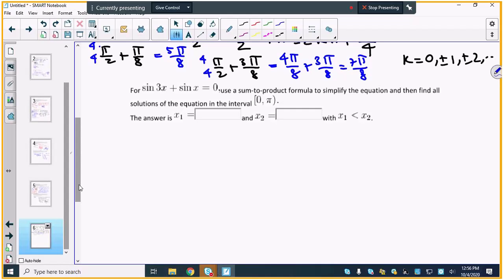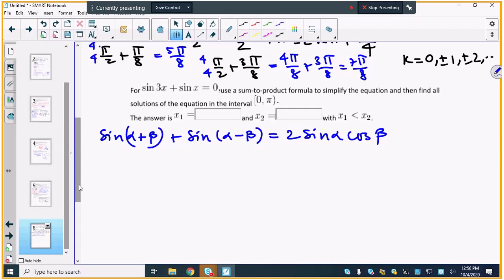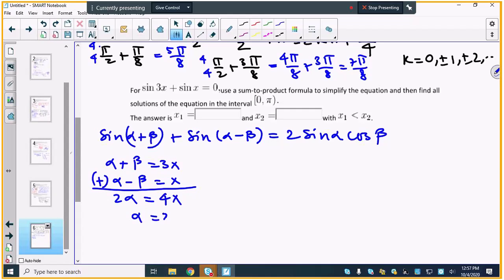Remember, last class we discussed if you add 2 sine terms, it should look like sine alpha plus beta and sine alpha minus beta. So I will say sine of alpha plus beta added with sine of alpha minus beta should be equal to 2 sine alpha cosine beta. That's the sum to product formula. So for us, alpha plus beta must be 3x. And alpha minus beta must be x. Again, I add these 2 equations. I get 2 alpha equal to 4x. So alpha equal to 2x. That means 2x plus beta is equal to 3x, which when you subtract 2x from both sides, beta is x.